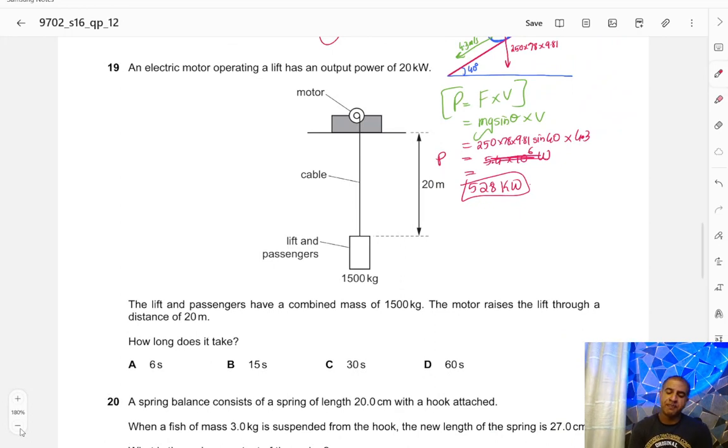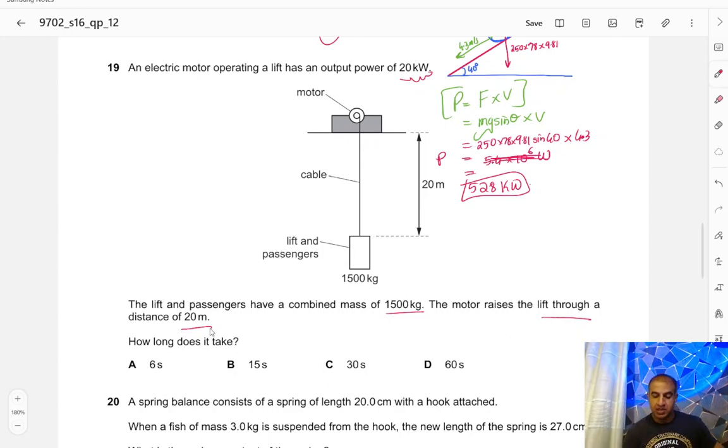An electric motor operating a lift has an output power of 20 kilowatts. Okay, this is the output power. The lift and the passengers have a combined mass of 1500 kg. Okay. The motor raises the lift through a distance of 20 meters. How long does it take?